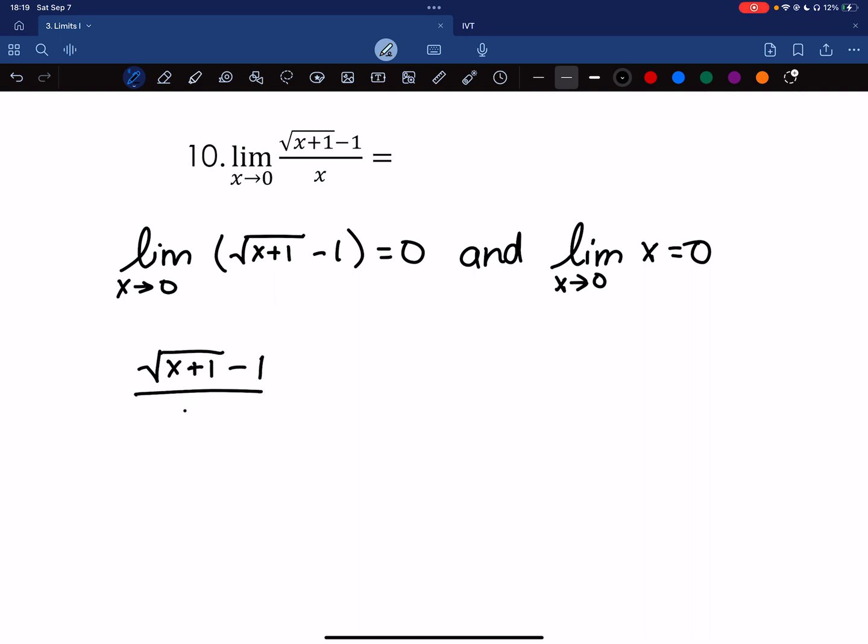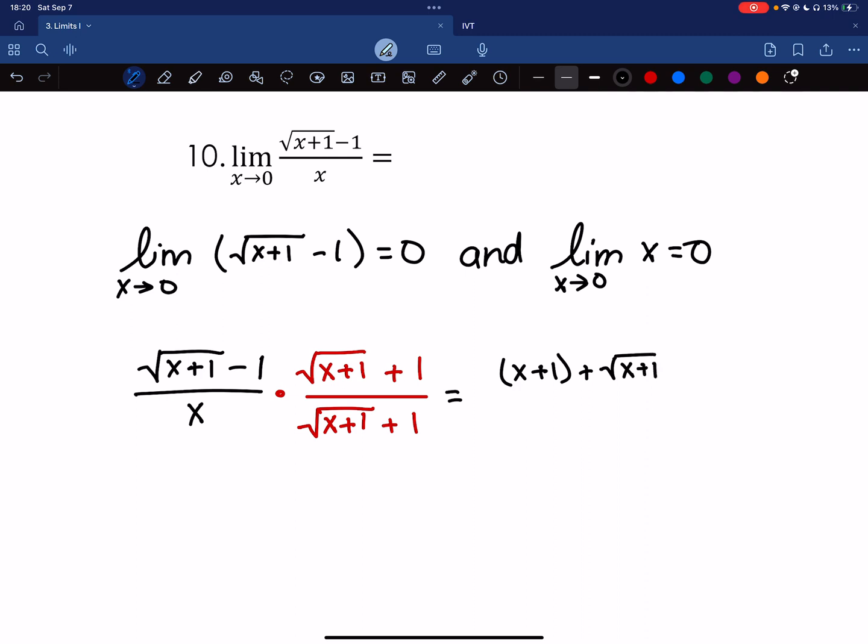We're going to multiply by the conjugate, which is the square root of x plus 1 plus 1. If you multiply the top by something, you do have to multiply the bottom by something. So we're going to multiply this out. The square root times the square root cancel out and just leaves you with an x plus 1. The square root times 1 gives you a positive square root of x plus 1. This negative 1 times the square root gives you a negative square root of x plus 1. And negative 1 times 1 gives you a positive 1.